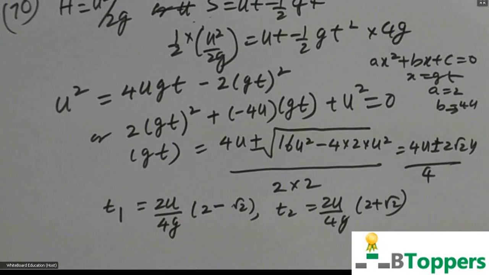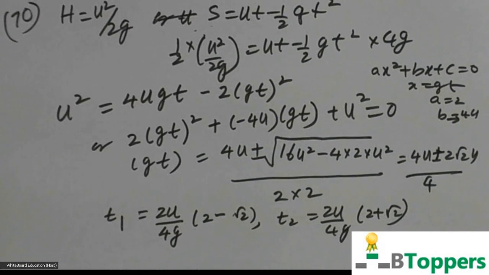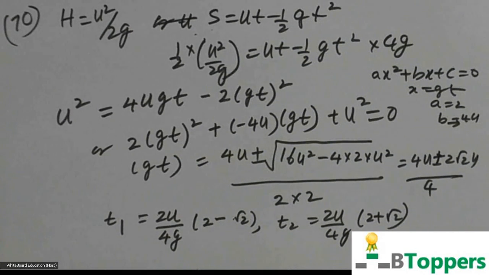If you want to copy the solution of the problem, you can take a pause and copy it. The last part of the simplification I am leaving for you, to find the ratio of T1 and T2.